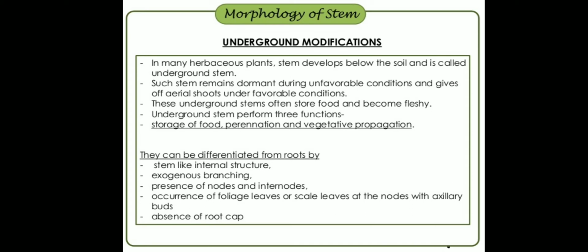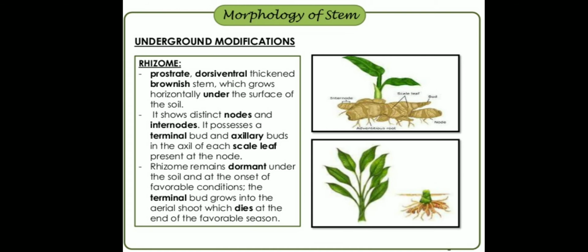Occurrence of foliage leaves or scale leaves at the nodes with axillary buds. Okay, and also absence of root cap. You have studied that root has root cap at the tip, isn't it? But these stems, underground stems, will not have root cap. Okay, and the various underground modifications are rhizome. Okay, that is prostrate, dorsiventral, thickened brownish stem which grows horizontally under the surface of the soil.